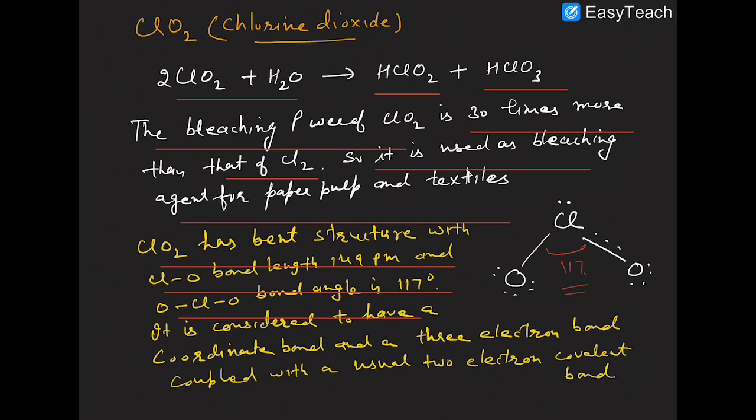So it contains, look at this bond. This bond is a 3 electron bond. What is that? It is a 3 electron bond. Are you getting that or not? So that 3 electron bond will make repulsions between the bond pairs very large and the bond angle becomes 117.